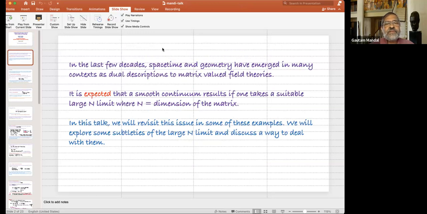So in the last few decades, we have found that space-time and geometry have emerged as dual descriptions to matrix-valued field theory. I'll tell you a couple of examples of that. It is expected that a smooth continuum results if one takes a suitable large n limit, where n is the dimension of the matrix. So this is the expectation. We'll see what subtleties can arise. In this talk, we'll revisit this issue in some of these examples. We'll explore some subtleties of the large n limit and discuss a way to deal with them.